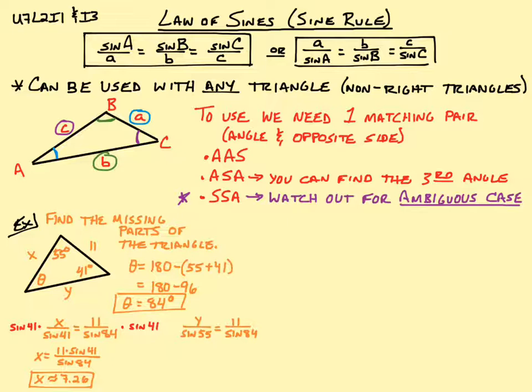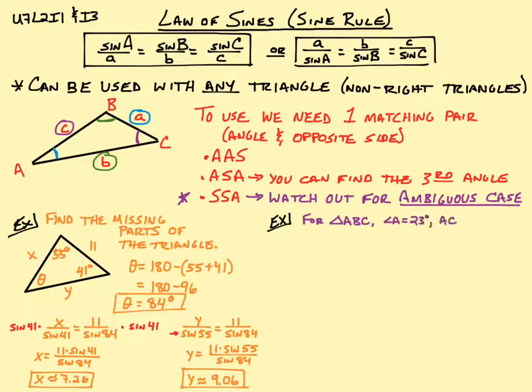Okay, so how do I get y by itself? I have to multiply both sides by sine 55, just like I did on the previous part, solving for x, and I get y equals 11 times sine 55 over sine 84. Throw all of that into my calculator, and I get y equals approximately 9.06. So there is my other side. I've got both missing sides. I've got my missing angle. I'm good to go.